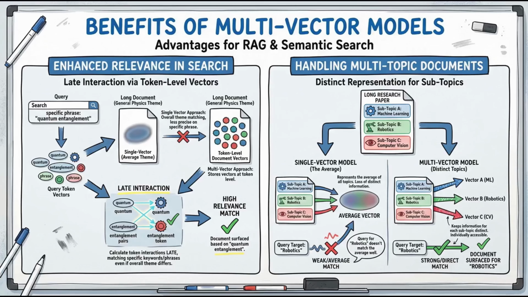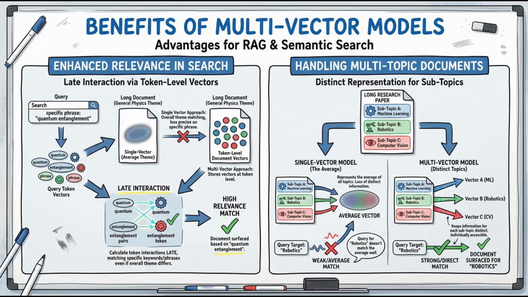Moving to a multi-vector architecture offers a major upgrade for retrieval augmented generation and semantic search. The primary advantage is enhanced relevance. By storing vectors at the token level, the system uses what we call late interaction. This means it calculates connections at the very end of the process, allowing it to pinpoint specific keywords or phrases that matter most, even if the overall theme of the document doesn't perfectly align with the query.